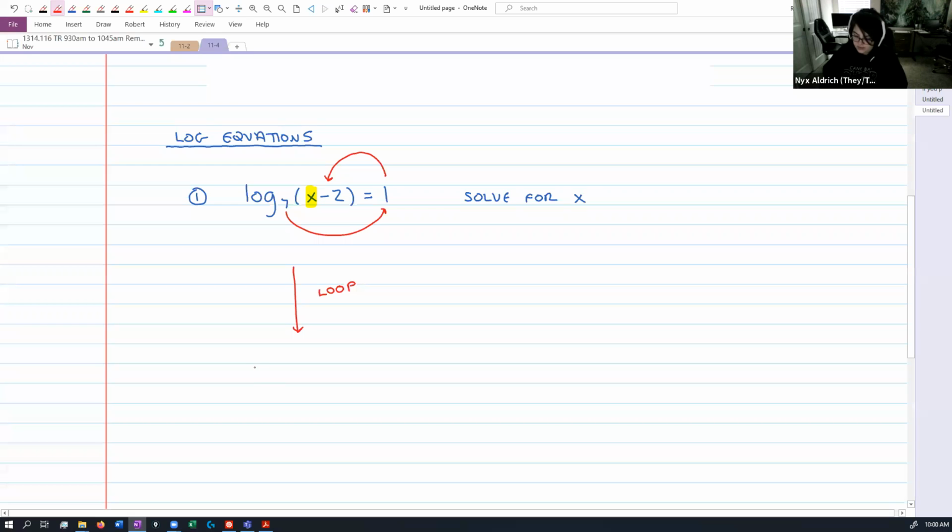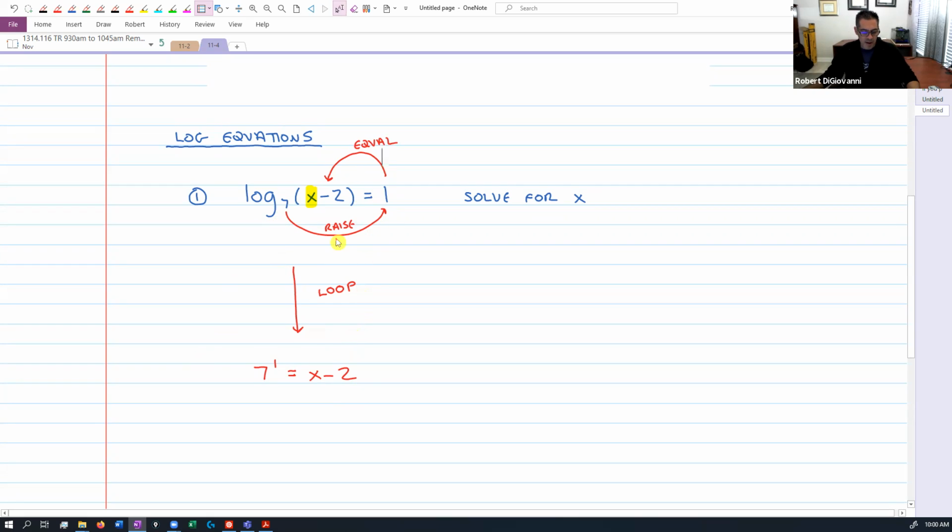7 to the power of 1 is equal to x minus 2. Exactly. So using the loop, we take this base, raise it to this power, and set it equal to this. So 7 raised to the first power must equal x minus 2, which is everything that's here. Now I hope you would agree this equation is easy to solve. This is a nice little linear equation. We just add 2 to both sides, and we get x is 9. And we're done.